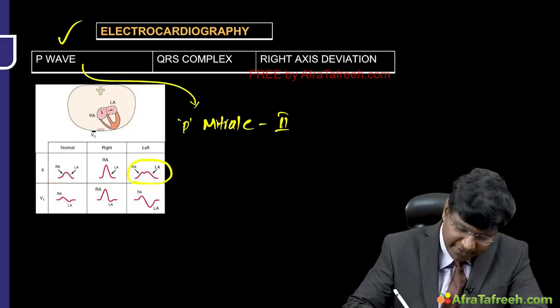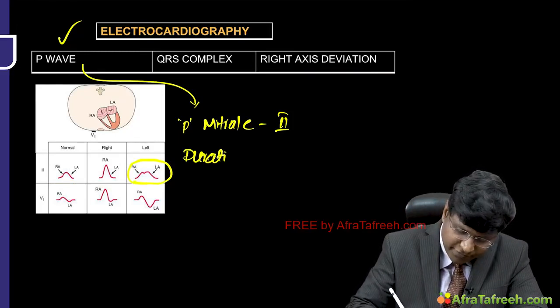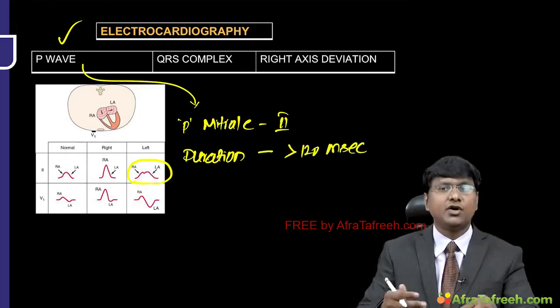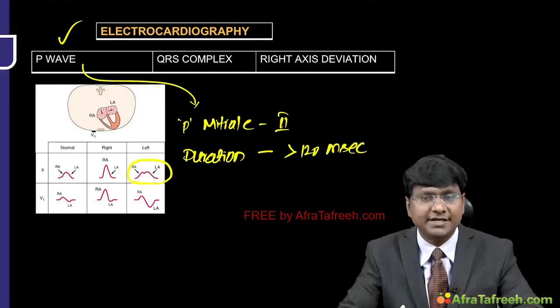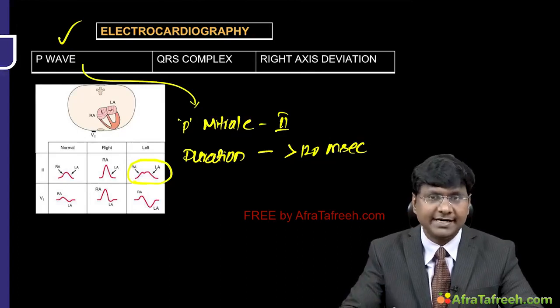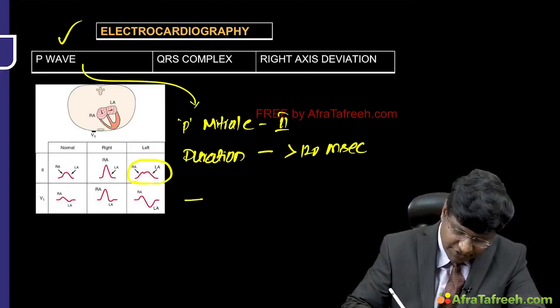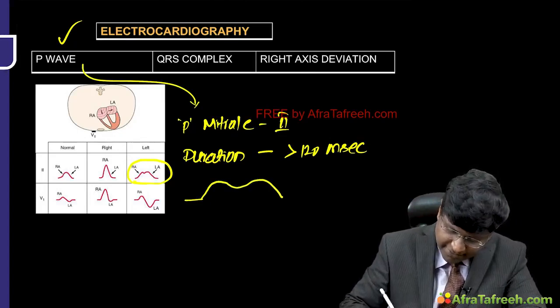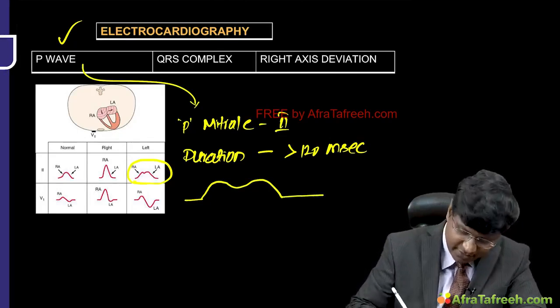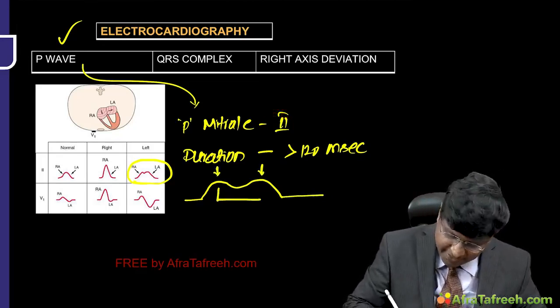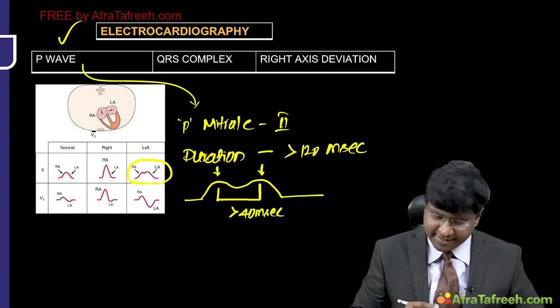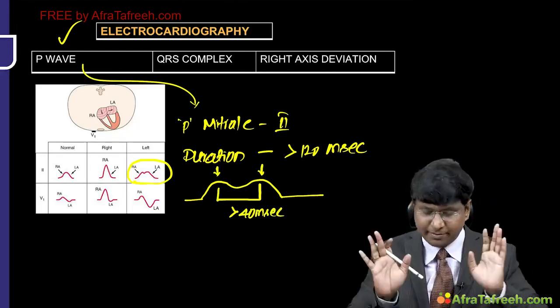So what will happen to the duration of the P wave? The duration of the P wave will be more than 120 milliseconds. In a normal individual, the duration of the P wave is less than 120 milliseconds. But here, the duration of the P wave is increased, more than 120 milliseconds. You also need to know the distance between these two peaks of the P mitral. It should be more than 40 milliseconds.